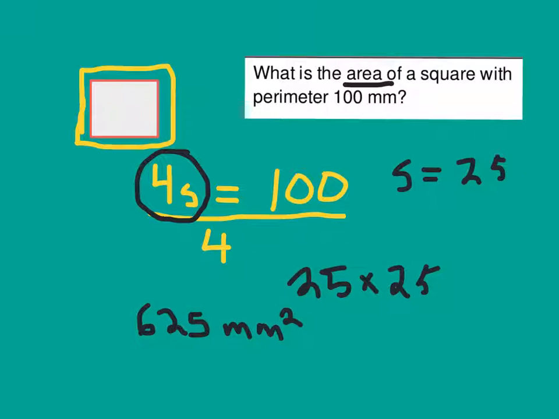Go ahead and watch this video as many times as it takes until you see how to work backwards and find the area of a square when you're given the perimeter.